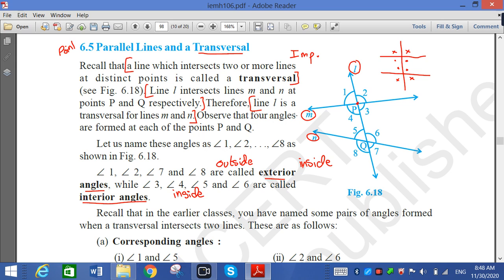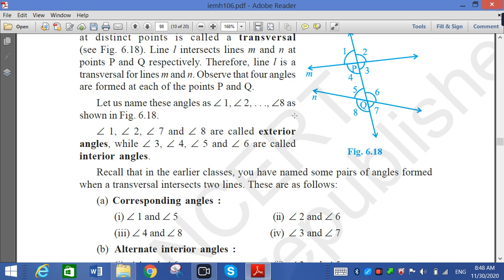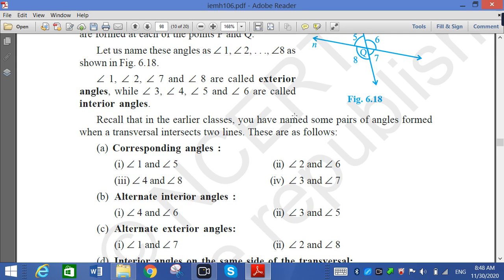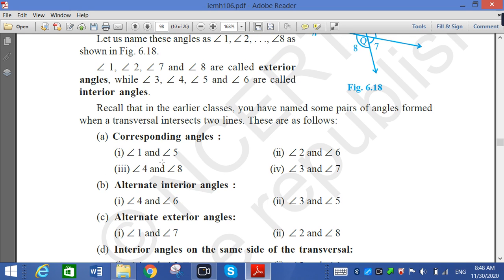Now, as you know, in the 5th, 6th, 7th standard you have studied some types of angles, and already we have discussed corresponding angles and alternate angles. So now we go to the corresponding angles, meaning recall that in earlier classes you named some pairs of angles formed when a transversal intersects two lines. A transversal line, we have to draw one again here. We draw it like this and make a line like that.